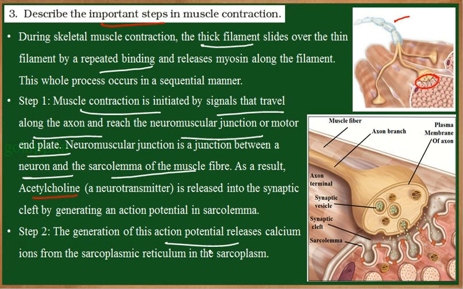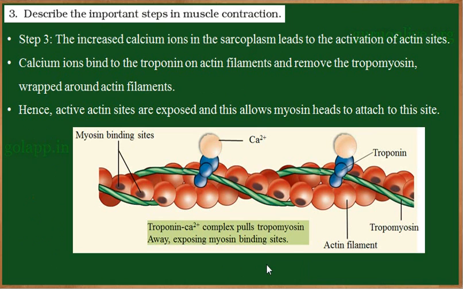So this action potential which is generated in the muscle cell causes the calcium ions to be released by the smooth endoplasmic reticulum which is present in the muscle fiber. The smooth endoplasmic reticulum is called sarcoplasmic reticulum. It is present in the cytoplasm of the muscle cell. The cytoplasm is called sarcoplasm. So the stored calcium ions are released into the cytoplasm.